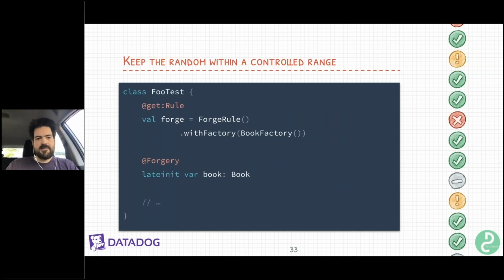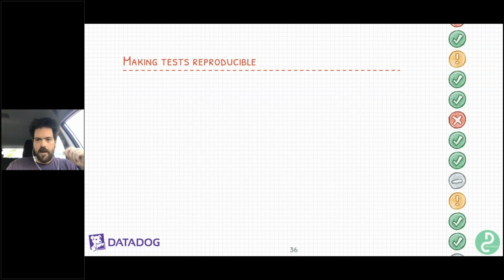And then in your test, you can configure your forge rule with your book factory, and then you can just use the forgery annotation to instantiate your book. And every time you run your tests, you're going to have a different book in your tests. But one part of having tests is that you want your tests to be reproducible, because if a test fails, you need to make it fail exactly the same way to know why it failed and correct the bug that made it fail.